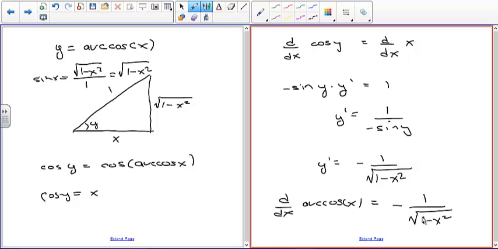And if you compare that with what we had yesterday, you can see it's just the negative of what we got when we took the derivative of the arc sine, which is not surprising because the derivative of the sine is the cosine, and the derivative of the cosine is negative the sine. So they end up being the same thing, except that the sign changes from positive to negative.